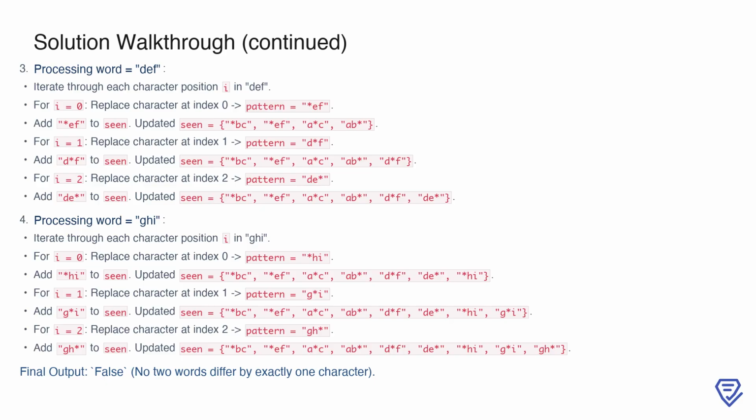At index 1, the pattern *F is added, updating the set to *BC, *EF, *C, **F. At index 2, the pattern D** is generated and added, resulting in the updated set *BC, *EF, *C, **D, **F. Next, we process the word GHI.